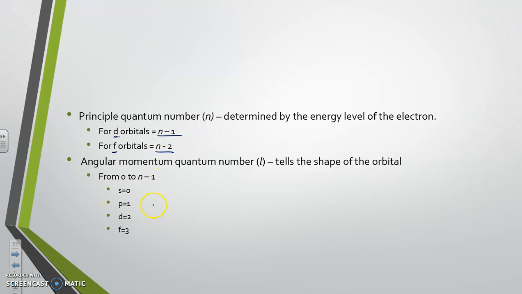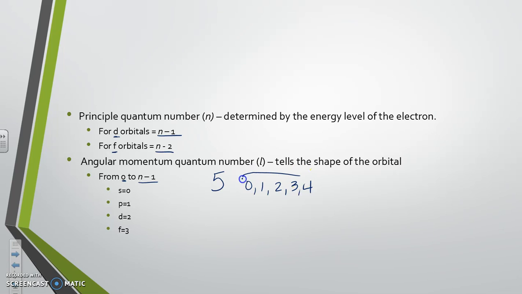Okay, the next quantum number is the angular momentum quantum number. It tells the shape of the orbital. It can be anywhere from 0 to N-1, N being your energy level. So if your energy level is, let's say, 5, you can have anywhere from 0, 1, 2, 3, or 4, and you keep on going, right?